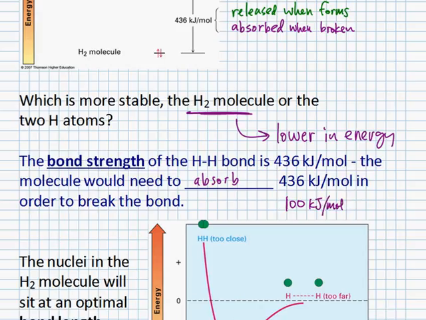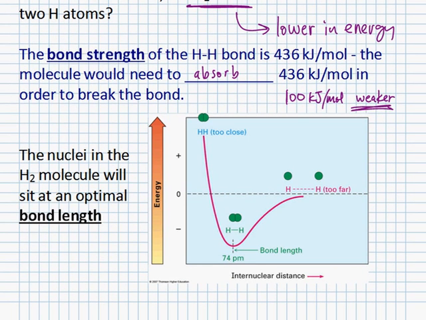Is that a stronger bond or a weaker bond than the HH bond? Well, think about it. We needed to absorb 436 kilojoules in order to break the HH bond. I only need to absorb 100 kilojoules to break this other bond. 100 kilojoules per mole is a weaker bond. So a big number in a bond strength is a very strong bond. That's how much energy it's going to take in order to break that bond.